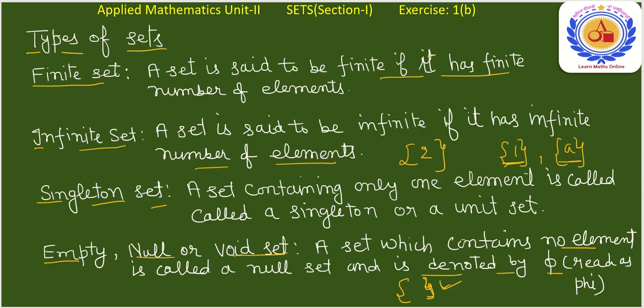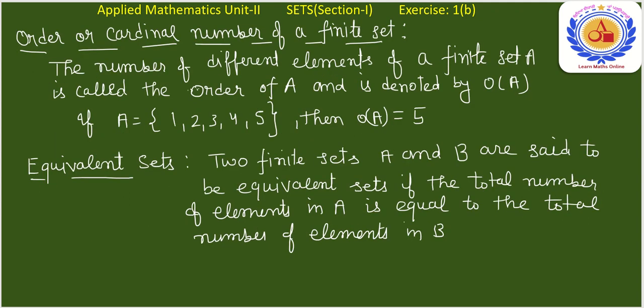Further we will discuss about the order or cardinal number of a finite set. The number of different elements of a finite set is called the order of A, and denoted by order of A. For example, if we have a set A containing elements 1, 2, 3, 4, 5, so number of elements in this set are 5. Then order of this set will be equal to 5. Order means number of elements contained in the set.